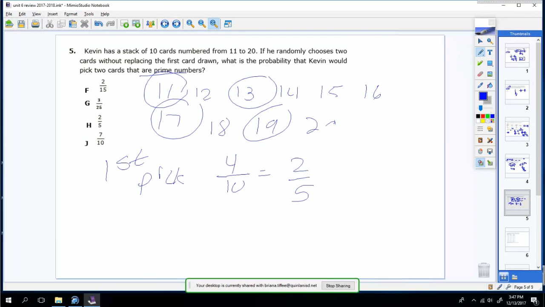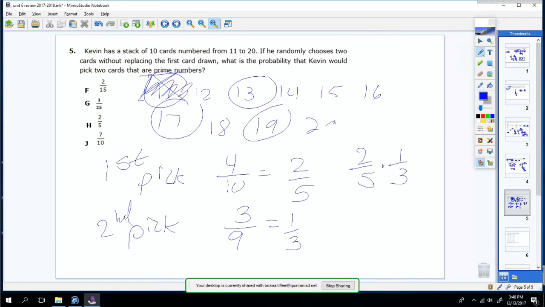Since I'm drawing another card and I didn't put the original card back, I'm going to take 1 card out. So now I have 9 cards. So my probability of getting a prime number now is 3 out of 9, or 1/3. That's my second pick. So once I find the probability of them together, you can do 2/5 times 1/3, which is 2/15.